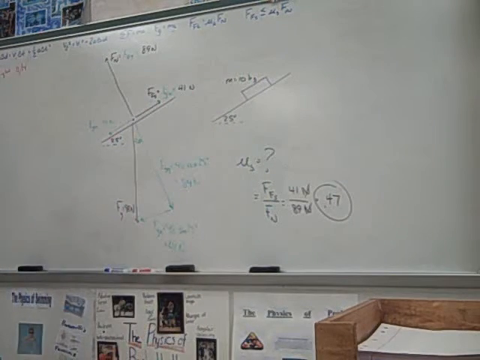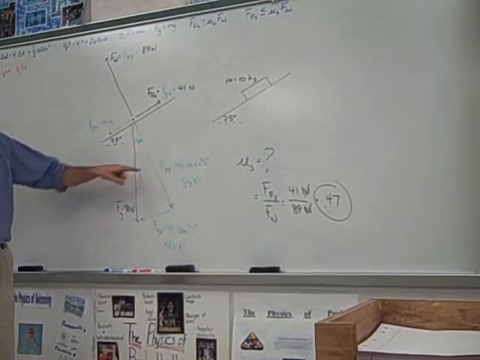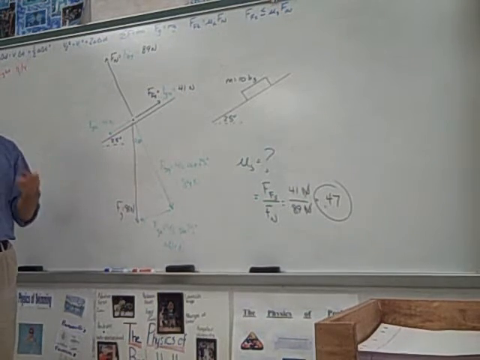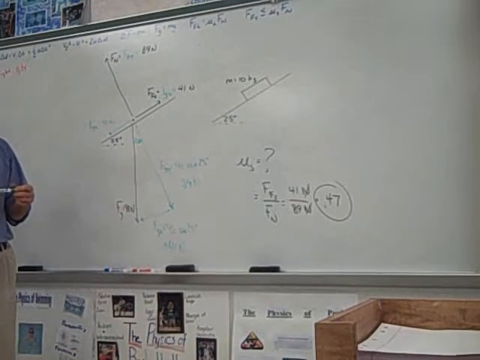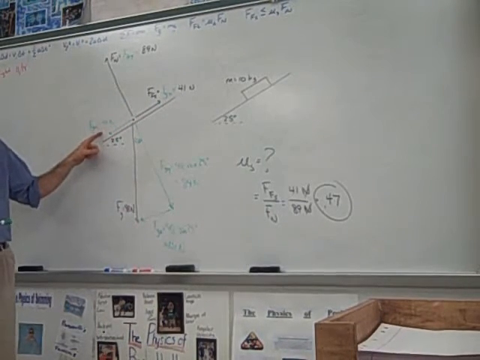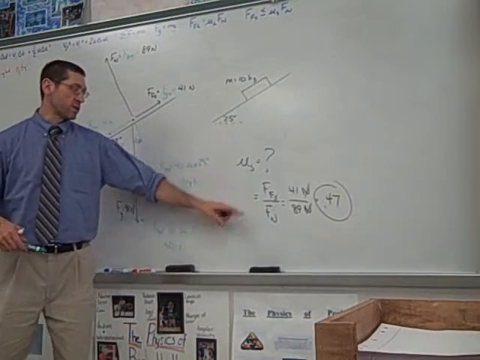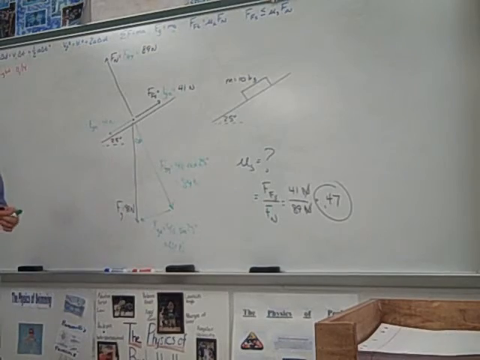Okay, so you find your components first thing, 89 and 41. This is your normal force. We are at equilibrium. So that means that the static friction is equal to FGX, which we found was 41. Then you just do your division to get your coefficient. 41 over 89, you get 0.47.